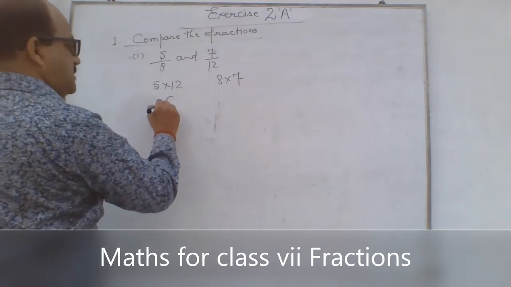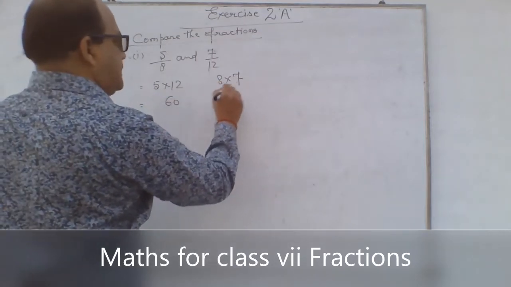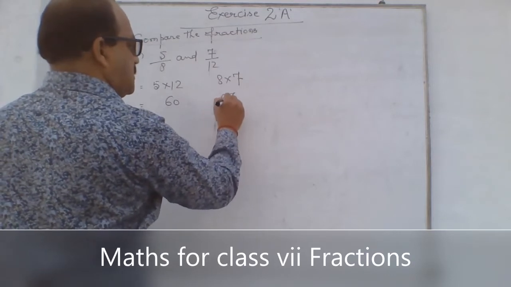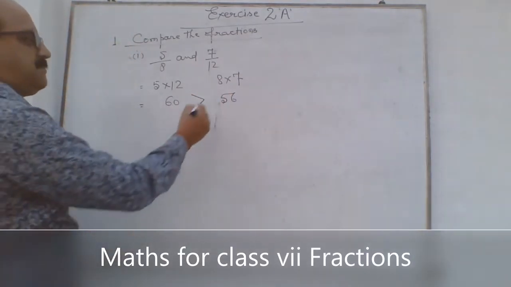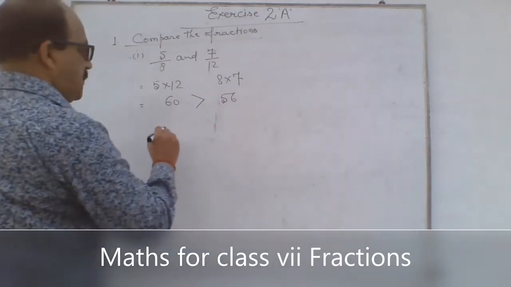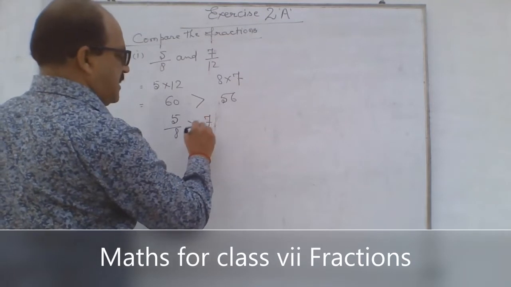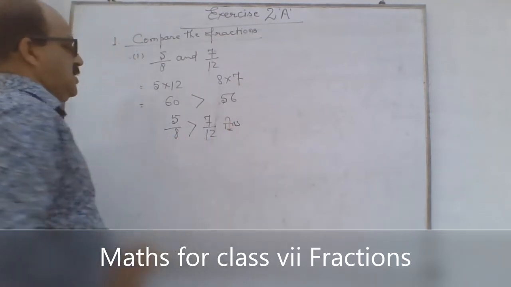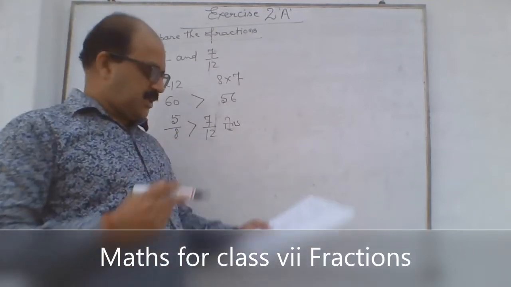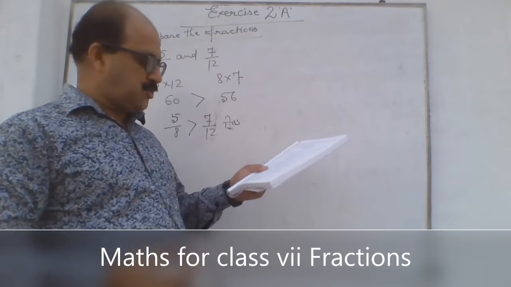12 5s are 60 and 8 7s are 56. Which one is greater? 60 is greater than 56. So 5 by 8 is greater than 7 by 12. Question number 1 is completed. Like the same, you will do the rest of the questions.